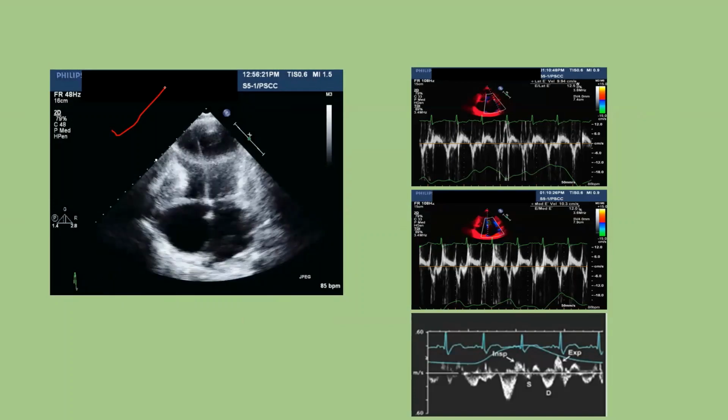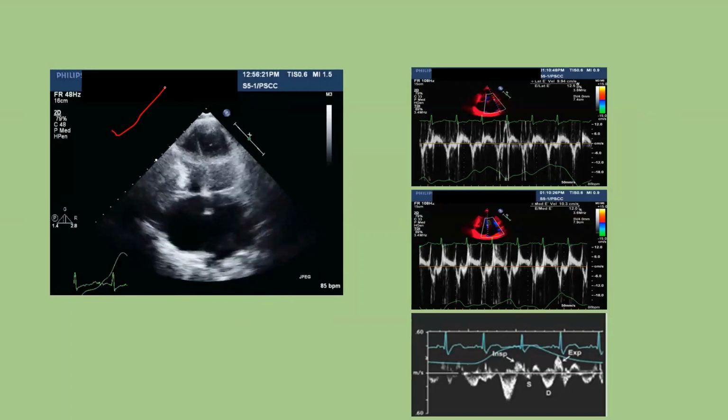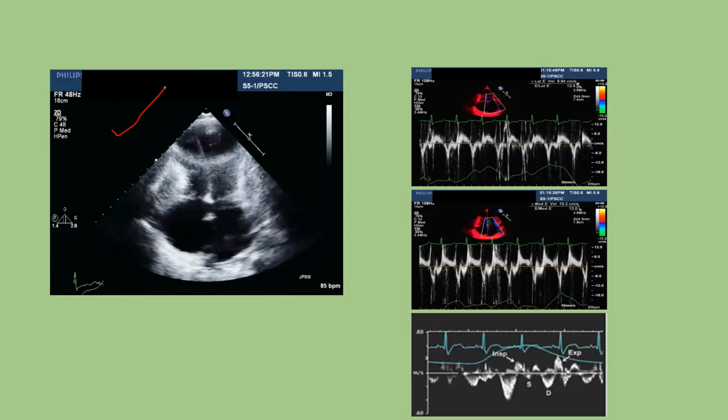This is apical four-chamber, right? Apical four-chamber. Yes. What do we see in this apical four-chamber? We are seeing dilated atria. Yes, biatrial dilation. Okay, what else? Subtle motion. Very good. What else?